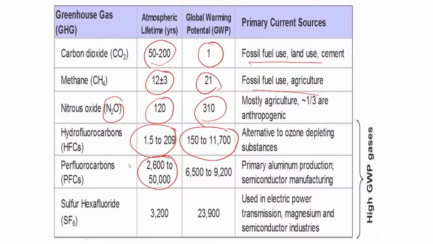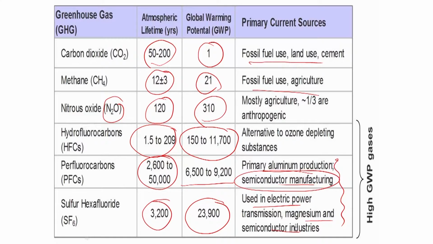Perfluorocarbons can stay for up to 50,000 years, and they are 6,500 to 9,200 times CO2 in their global warming potential. Sulfur hexafluoride comes from electric power transmission and semiconductor industries. This comes from aluminum production and semiconductor manufacturing and so on. This has almost 25,000 times the global warming potential, and it can stay for 3,200 years. All the industrial development, scientific progress, everything comes from these things, right?